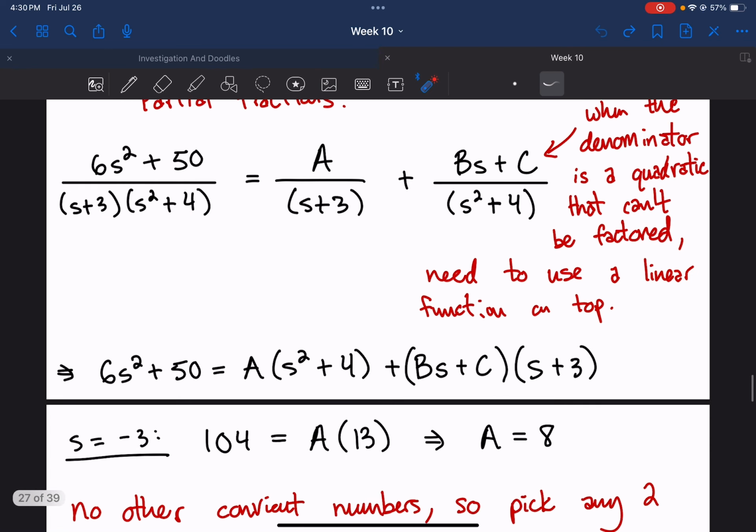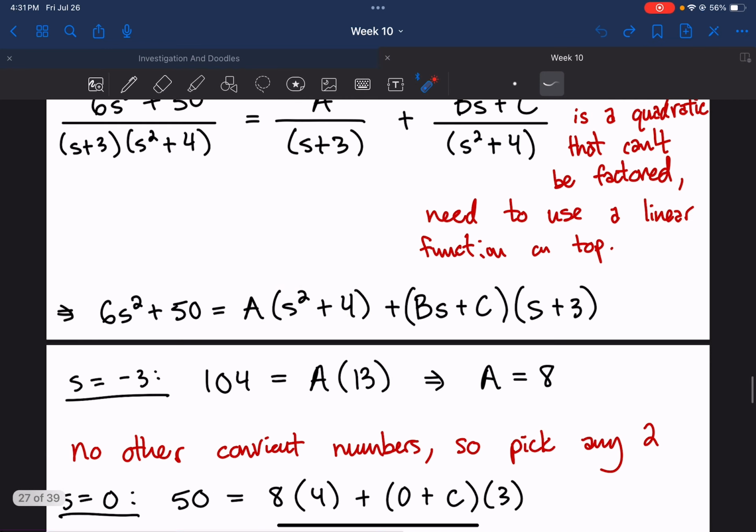6s squared plus 50 equals a times s squared plus 4, plus bs plus c times s plus 3. Now, I've got 3 unknowns, and really, I've only got one convenient number. That's minus 3. There's no number that makes this 0. So I'm going to pick s equals minus 3 first. So I get 104 on the left-hand side. This becomes 13. This goes to 0. So I get a equals 8.